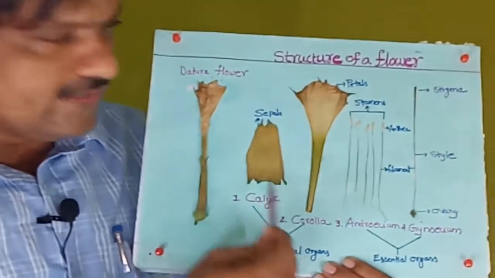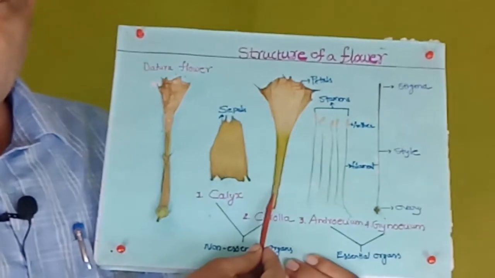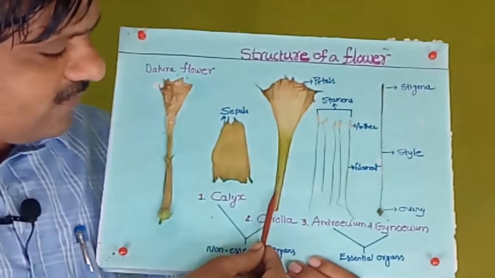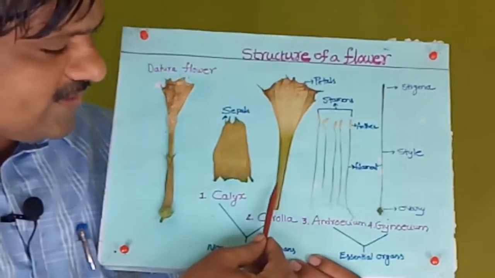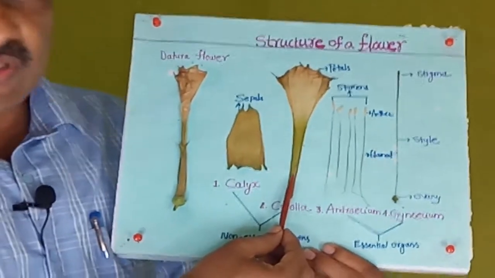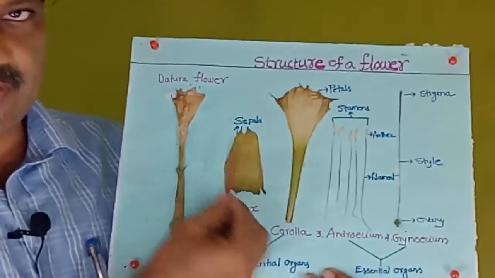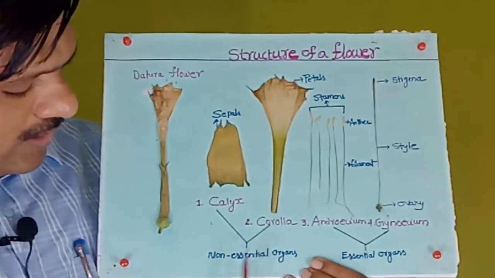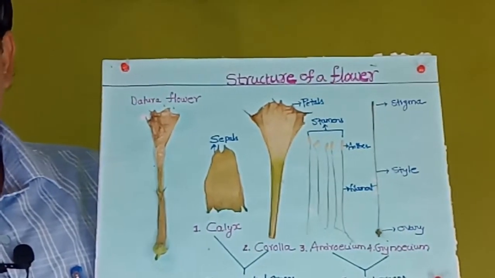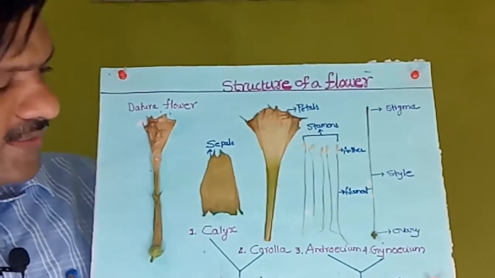The corolla will be in different colors in different flowers. Based on the corolla color, most butterflies, insects and bees are attracted towards the flowers, and they will be helpful in the pollination process. Corolla, petals; calyx, sepals. Just remember properly. The calyx and corolla combined we call accessory organs or non-essential organs of the flower, because they do not take much part in reproduction.